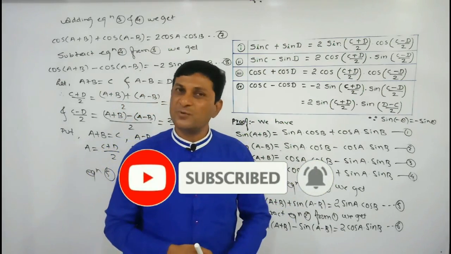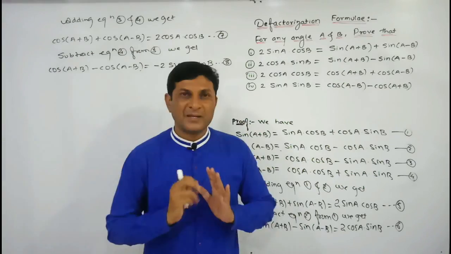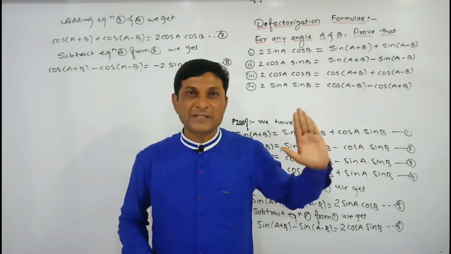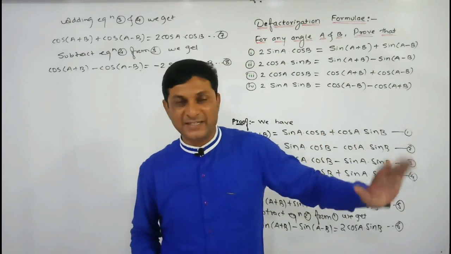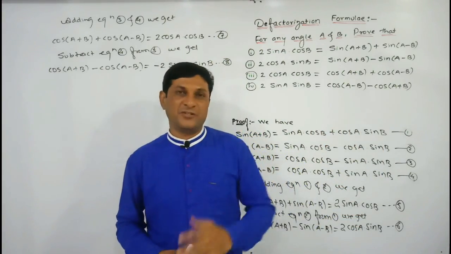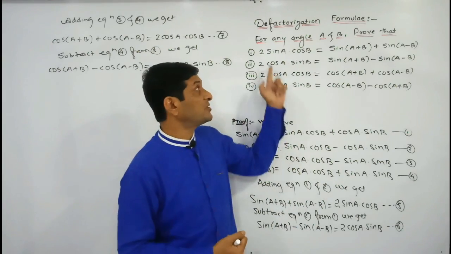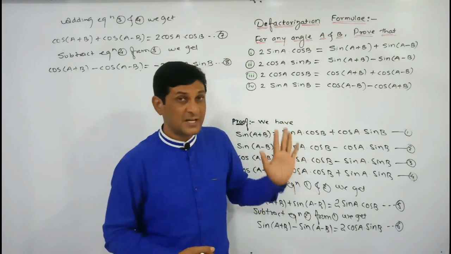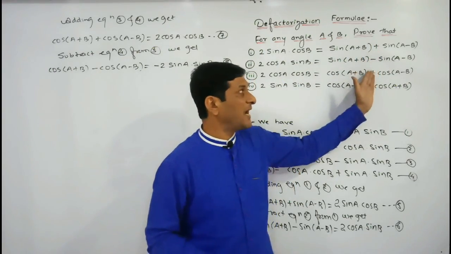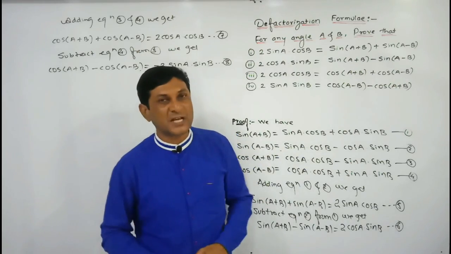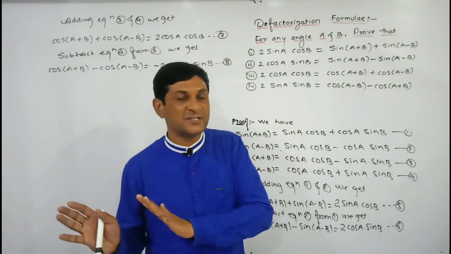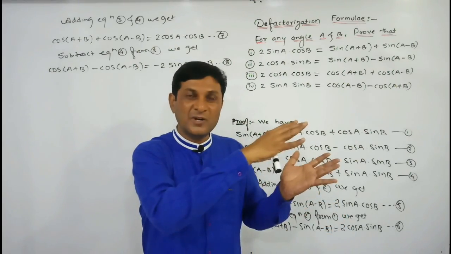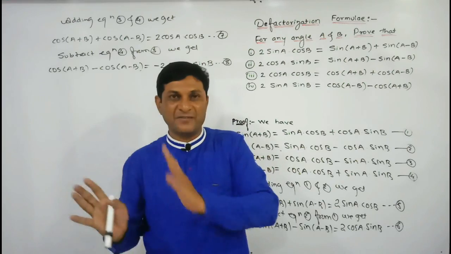Now let us try to prove the defactorization formulas. Now see, in case of factorization formulas, what we have seen is converting sum and difference into factors. Now we are discussing defactorization formulas. In case of defactorization formulas, we are converting factors, that is multiplication, into sum and difference, and that's why these formulas are called defactorization. In case of factorization, convert sum and difference into factors. In case of defactorization, convert factors into sum and difference, isn't it?